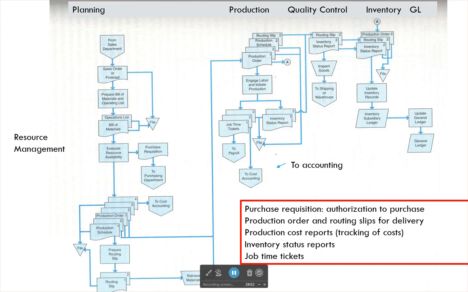There is a production side of it. There's quality control, which goes in to say, does it meet the standards? Does it not meet the standards? There's a link to inventory, and there's a link to the general ledger. In this particular one, we have job time tickets being applied. We have inventory status reports. This is in production, so I said it's very much linked to production.